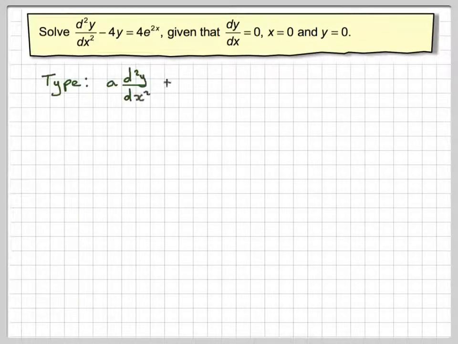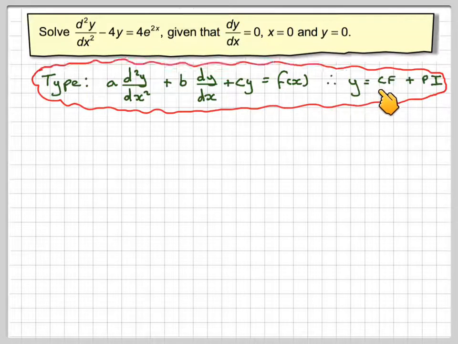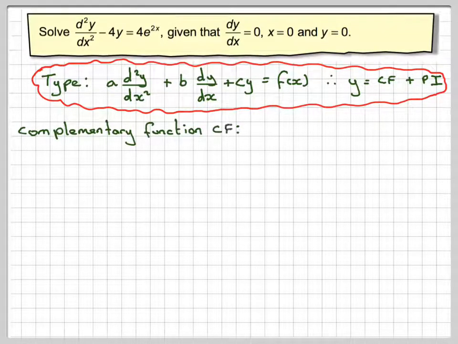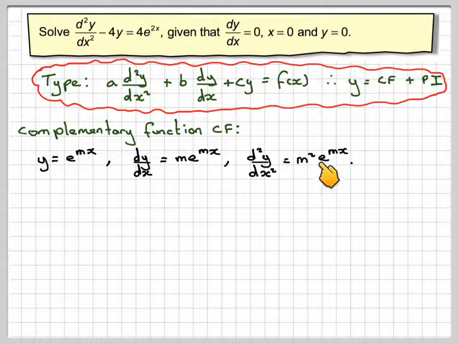So this is of the type a times the second derivative plus b times the first derivative plus c times y is equal to some function of x. So y will be equal to the complementary function plus the particular integral. For the complementary function, we let y be equal to e to the mx. Differentiate that, we get m e to the mx. And if we take the second derivative, we get m squared e to the mx.